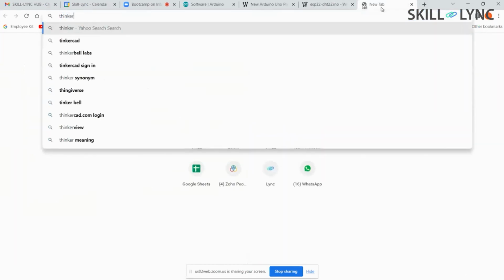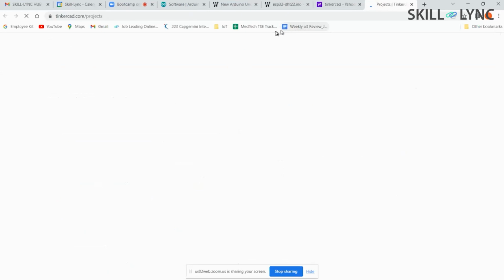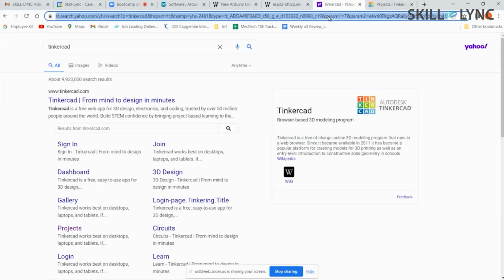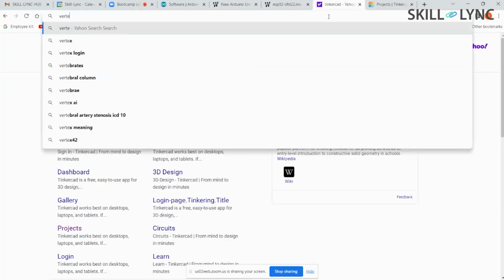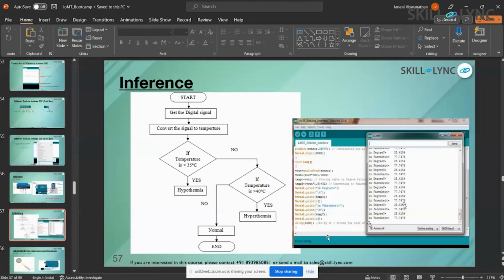You have another app called Tinkercad. Again, you can do it, but recently they removed ESP Wi-Fi modules due to security issues. So if you go for projects, you can start simulating, guys. Then you have something called Vertex, again a simulation tool. You have Proteus, you have Multisim, where you can simulate and do the coding. Got it. So right now, this is just simulation.